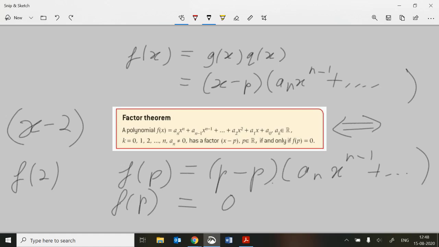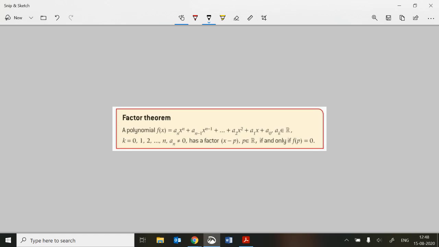Okay, so let's just have a look at how we use this one, because the book doesn't really go into using this particularly. And so let's come up with an example here. Let's say we've got f of x is equal to x cubed minus 7x and then minus 6. Now, I'm going to tell you that this factorizes and it has 3 linear factors.